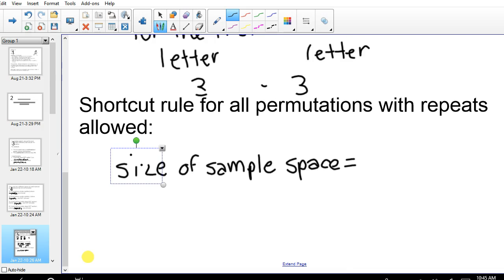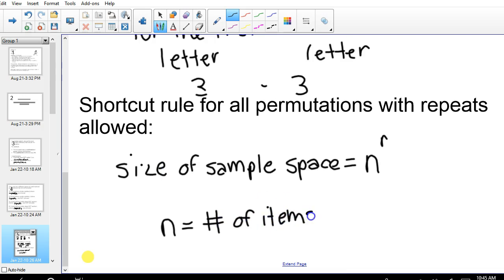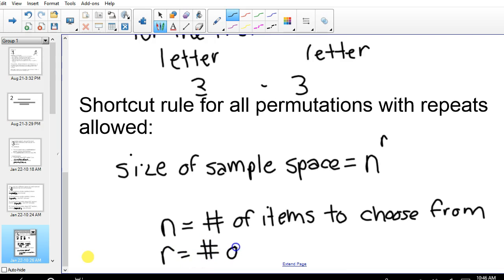n to the r power. And in this case, n equals the number of items to choose from and r equals the number of items chosen.